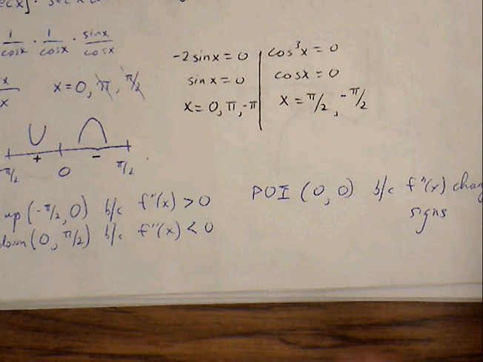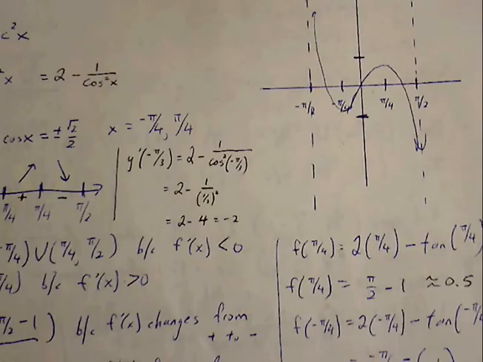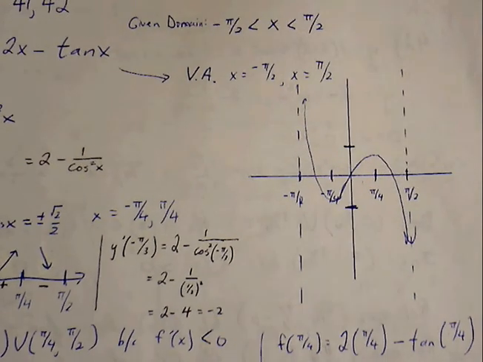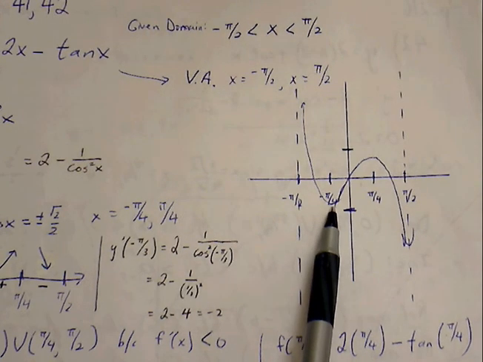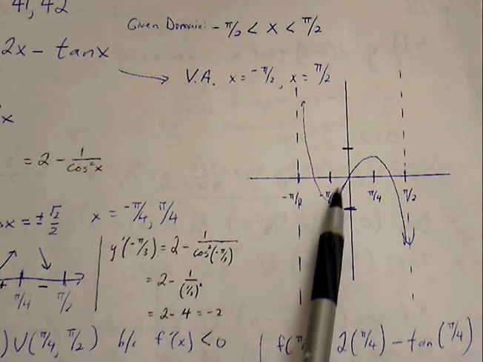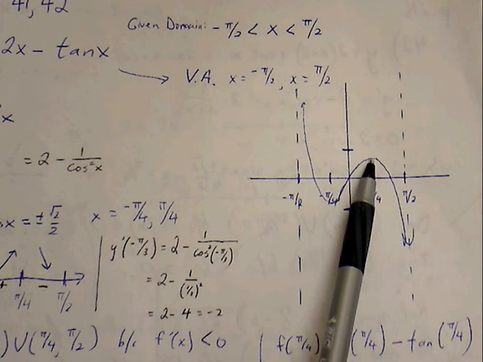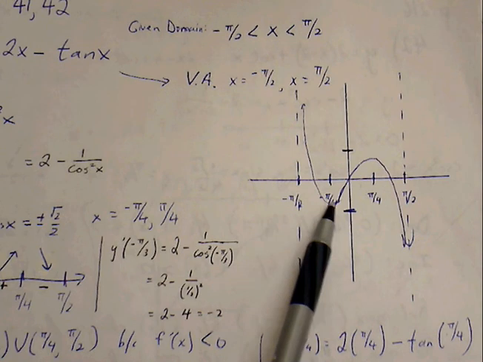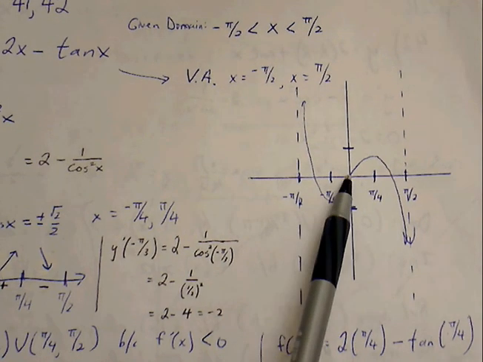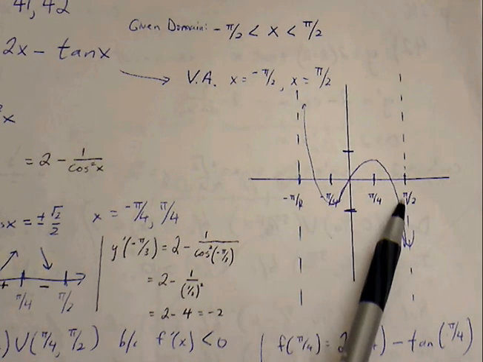So based off of all that, I can sketch my curve. Okay, 0, 0 is the point of inflection. Negative π/4, negative 0.5 is the relative min. π/4, 0.5 is the relative max. Decreasing concave up, increasing concave up, increasing concave down, and decreasing concave down.